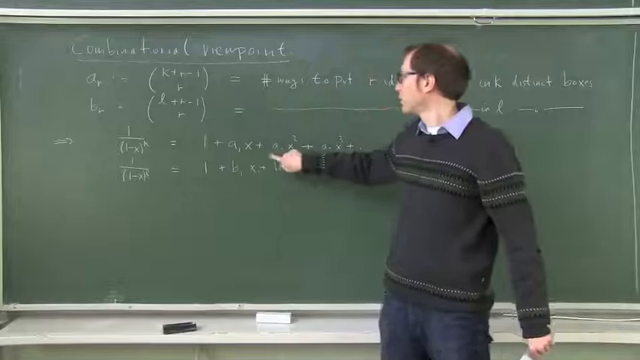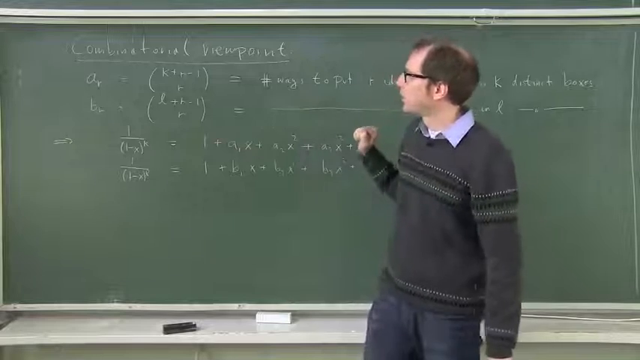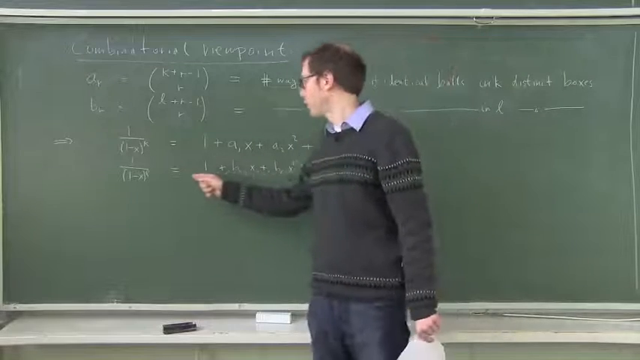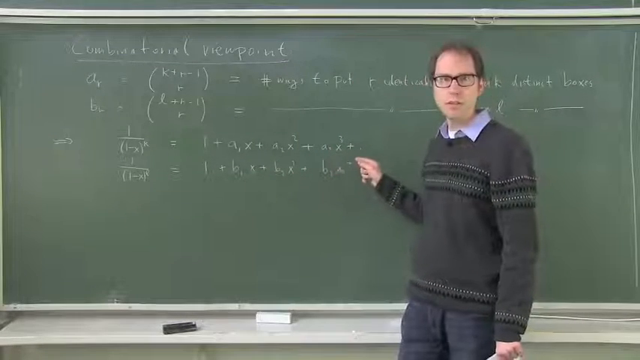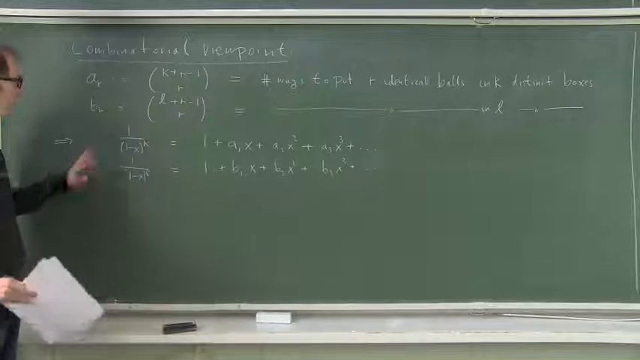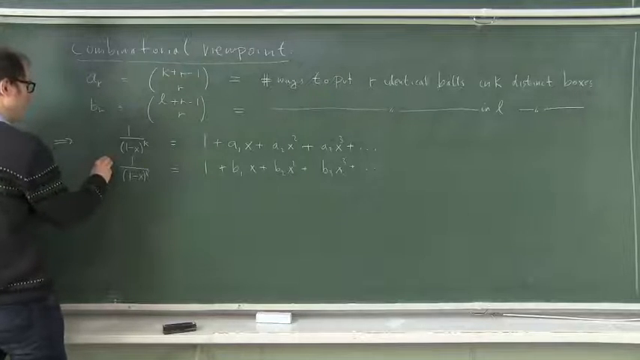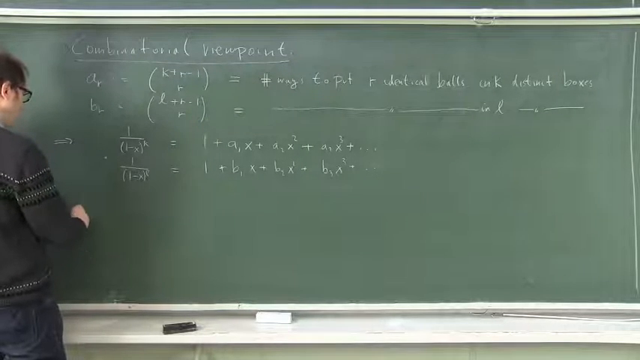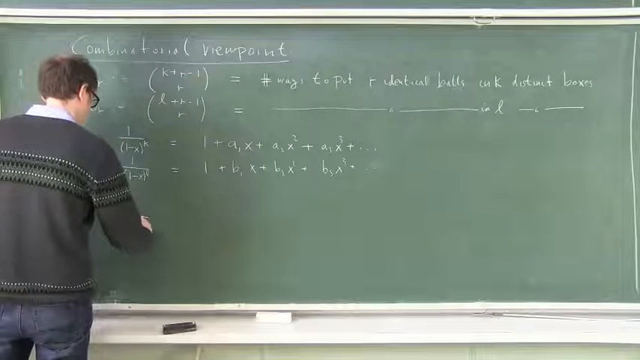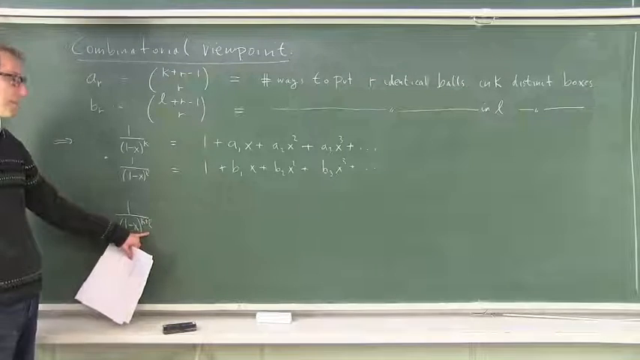a0, which is 1, plus a1x plus a2x squared, and so forth, this is something we also know. That's just what we are talking about. This is 1 over 1 minus x to the k. And the same, 1 over 1 minus x to the l, is 1 plus b1x plus b2x squared, and so forth. So this is all okay. Now let's just for fun look at what happens if we multiply these two together. So if we multiply these two together, what do we get? Well, we get 1 over 1 minus x to the k plus l, of course.